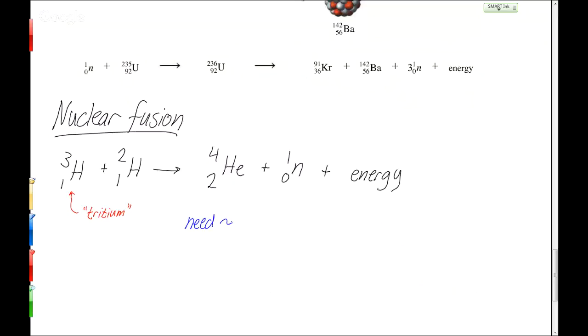So in order to get this to start, remember we talked about activation energy? You need about 100 million degrees C, which is really hot. So the amount of energy that it takes to actually get this reaction started makes the reaction itself inefficient, because trying to keep something at 100 million degrees is really hard to do. It takes a lot of energy. So we haven't yet figured out a way to do that.